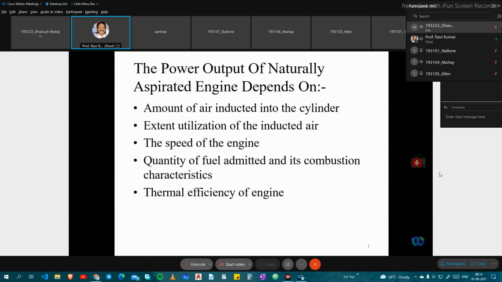How much air we send inside the cylinder, that is the amount of air, and the extent of utilization of the inducted air. Whatever air is entering the cylinder has to be utilized properly and completely burnt. Air and fuel will be burnt, and only then will you get a good combustion, because for good combustion, a high percentage of oxygen is very much required.